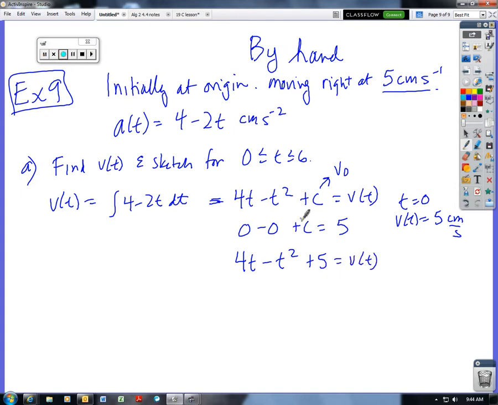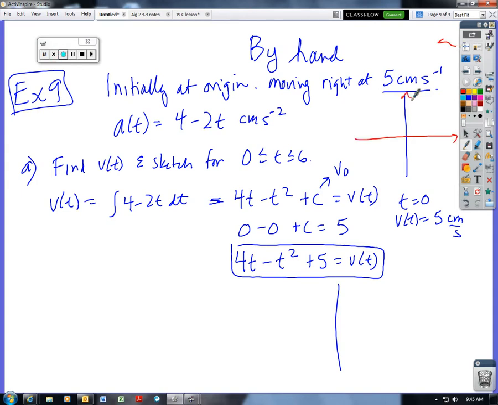So now we have our velocity function. And I think that was the first question, wasn't it? Oh, sketch the graph. Yep, so we want to sketch this graph from 0 to 6. As you can see, I'm going to run out of room. I'm going to put it up here because it's going to be important. I'm going to rewrite this as negative t squared plus 4t plus 5, and I'm going to need to find the zeros.